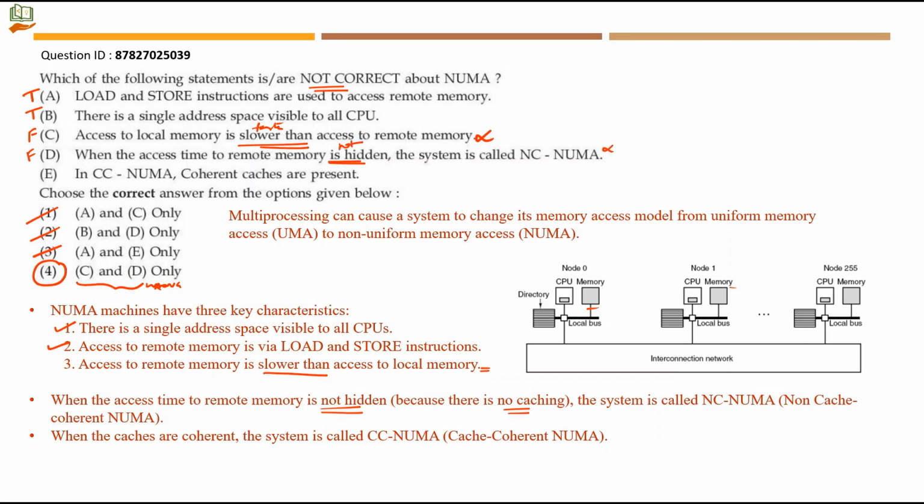In NUMA, cache coherence are present as per E statement. When the caches are coherent, the system is called NUMA, that is cache coherent NUMA. So NC is non-cache coherent, CC is cache coherent. E statement is true. So A, B, E are true, C and D are false. As per this question, option number 4 will be the right answer.